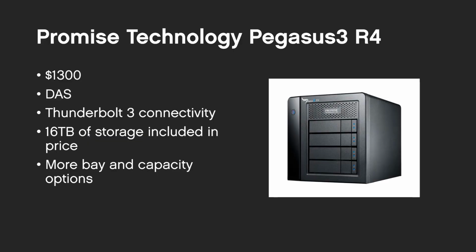If you're more of a DAS person and you want the simple, just plug it in and go off to the races, the Promise Technologies Pegasus 3 R4 is awesome. It's $1,300 for a 4 bay, but it does include storage. So that's pretty awesome. You get your storage already included. The drive bays are already full. So that's kind of nice.